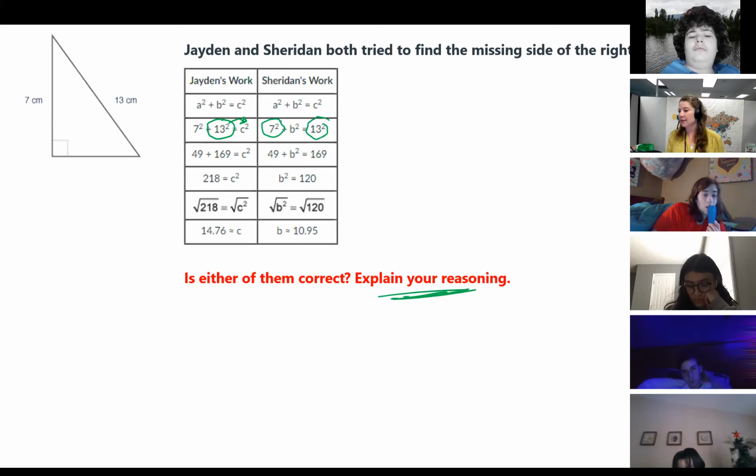Sheridan is right because he used the legs in the right spot and the hypotenuse in the right spot, and so on and so forth. But that's our time, you guys. All right. I hope that helped.